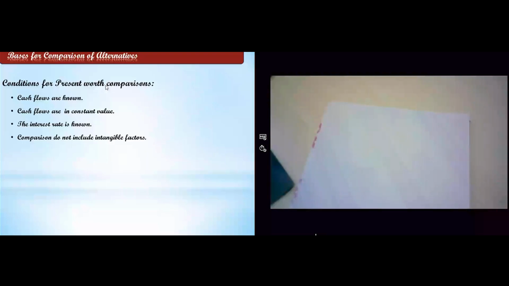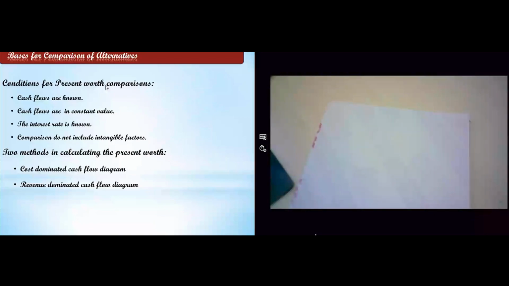Then the two approaches which I told you about, to arrive at a final decision, are the cost dominated cash flow diagram approach, and the second one is the revenue dominated cash flow diagram approach. These two approaches will be helpful for us in inferring the numerical results. First, we will look at the cost dominated cash flow approach.